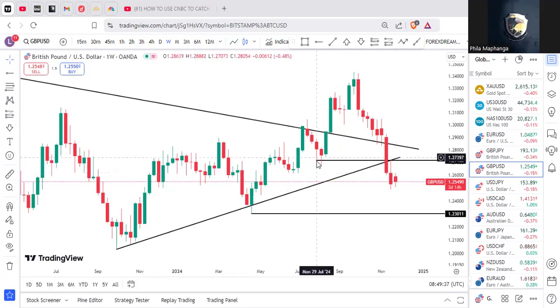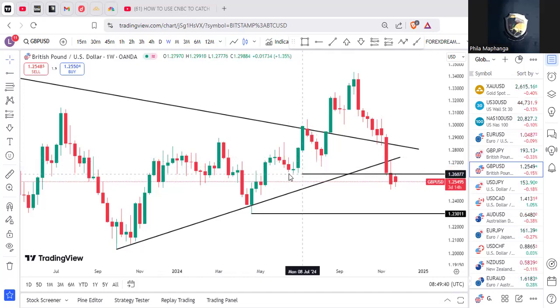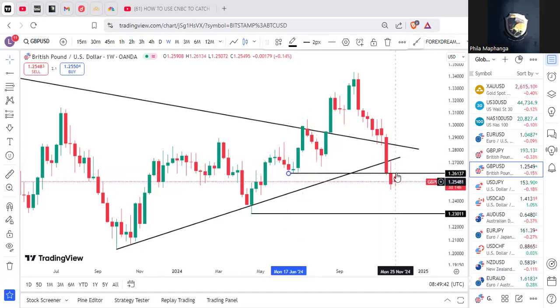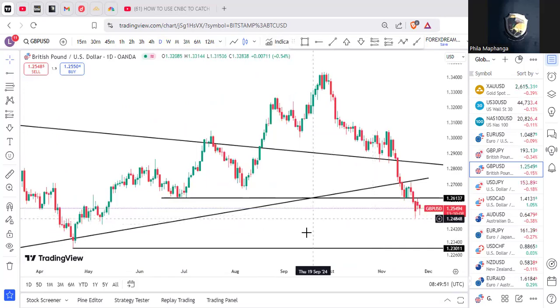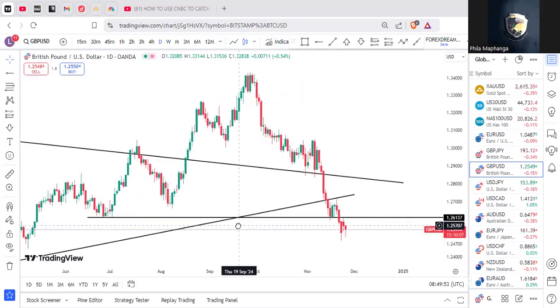There's a support on your left hand side. Let me highlight it. Here on our left hand side, we have a support. Hence you can see they tested the support with this candlestick. Let's go to daily time frame. We'll see everything. So on daily time frame, this is what we have.